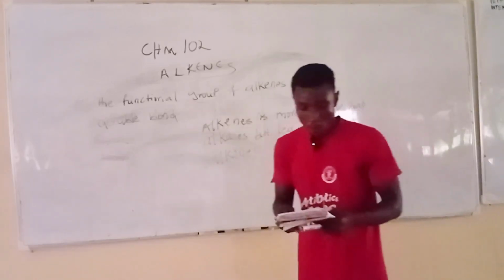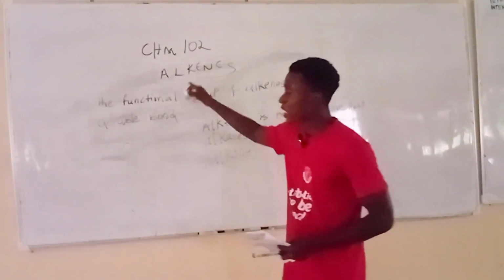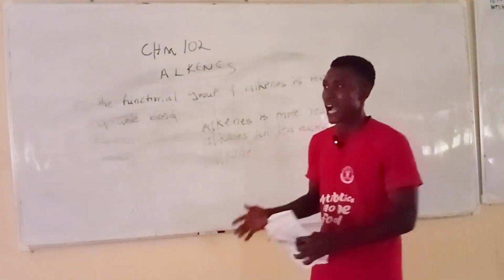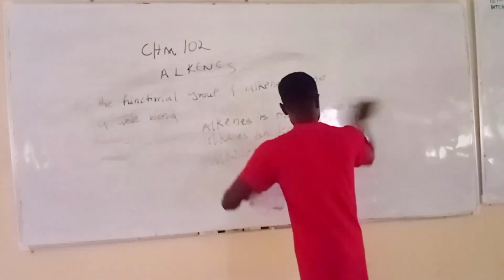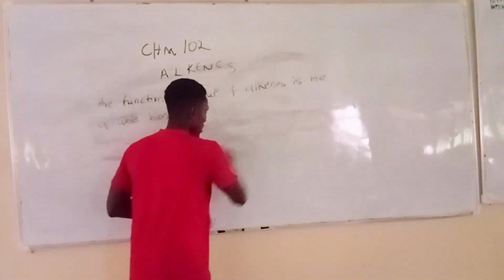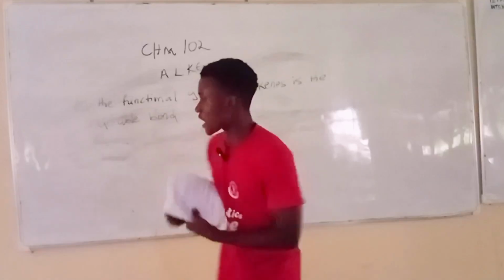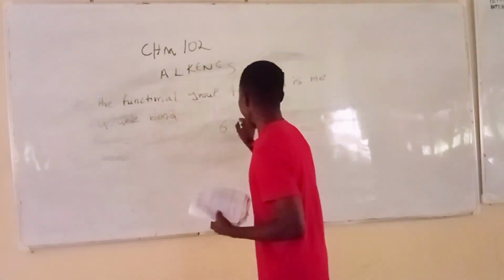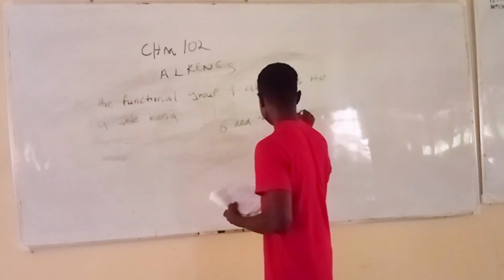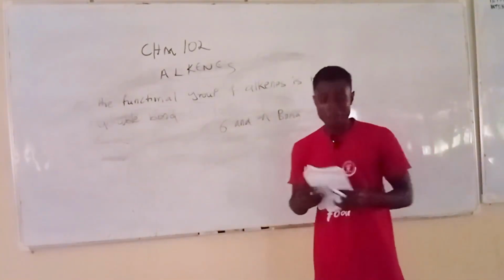So moving on, we are going to talk about the type of bonding that they possess. The alkenes possess both a sigma bond and a pi bond. The alkenes contain both the sigma and the pi bond.